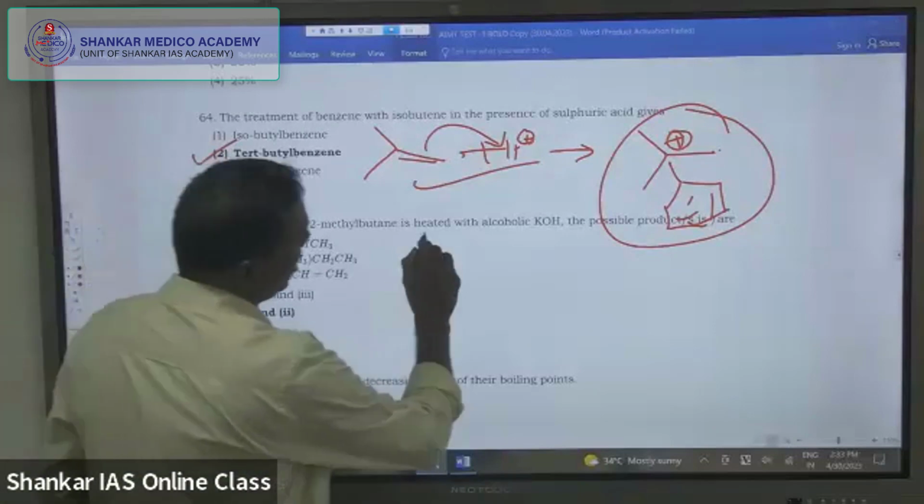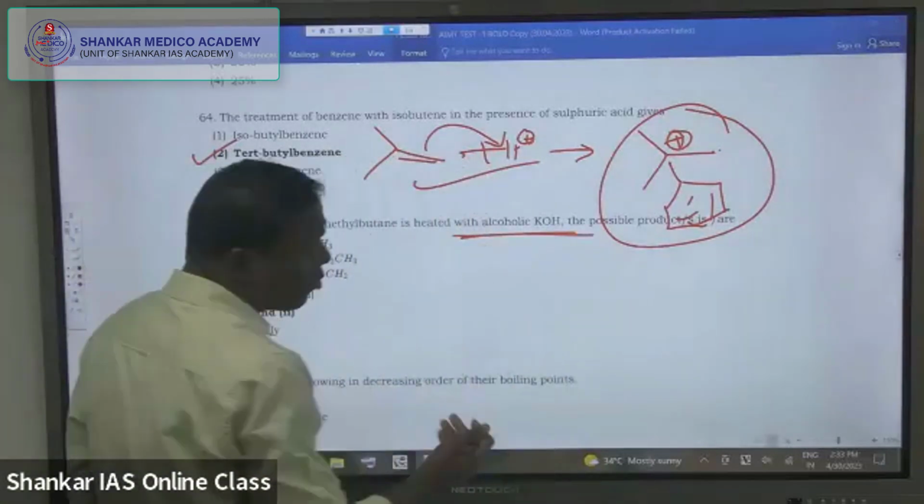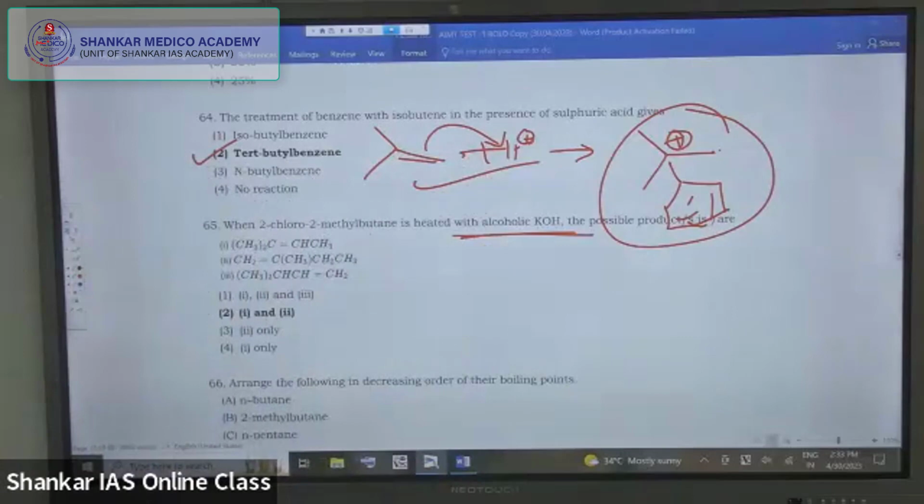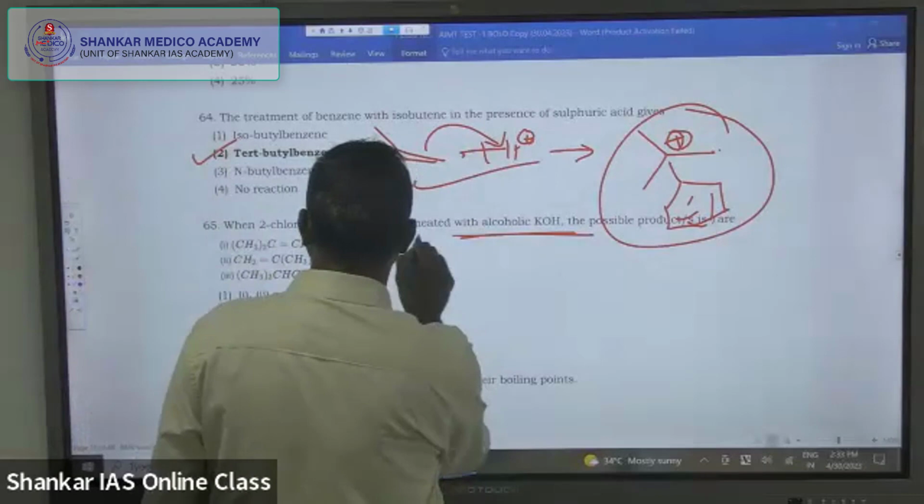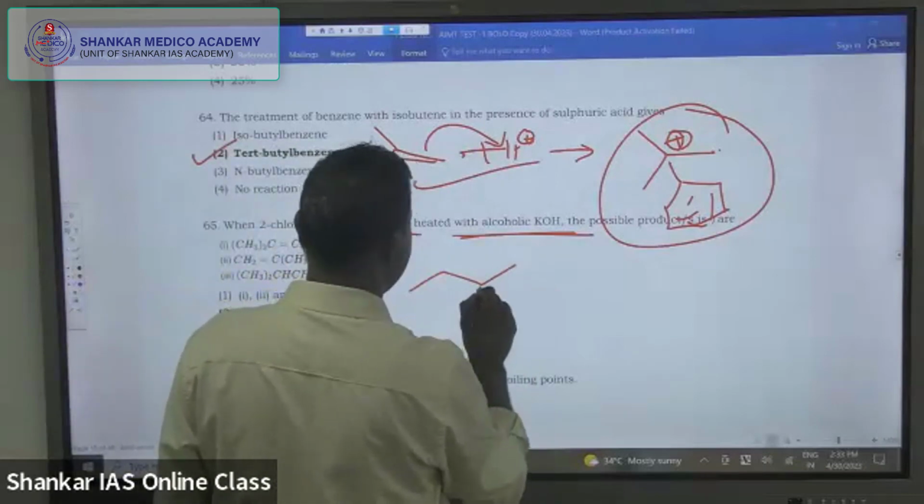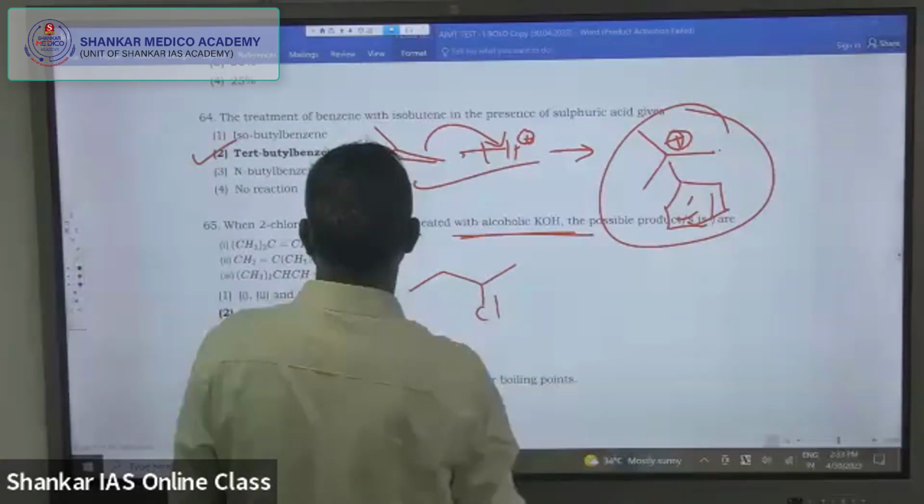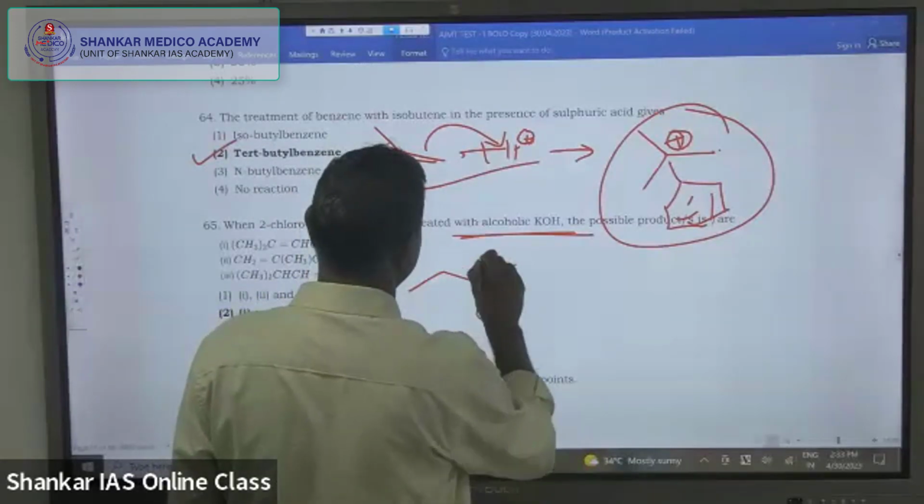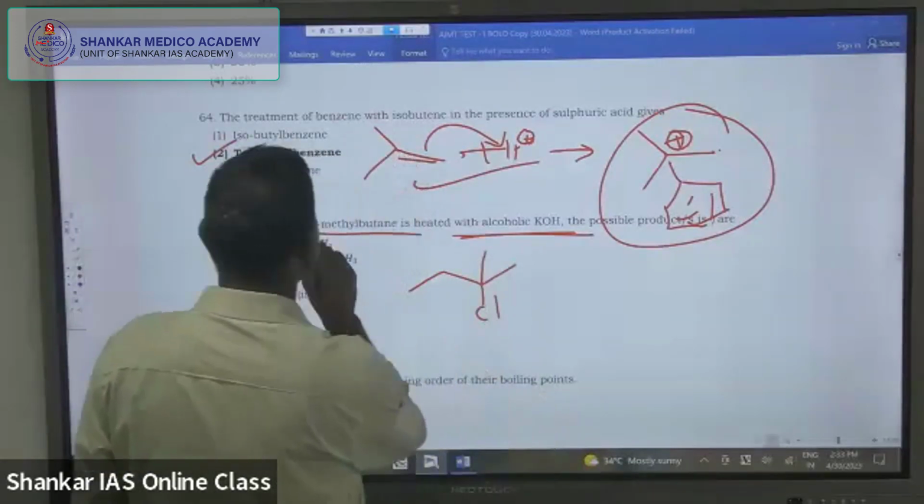Alcoholic KOH. If you look at this alcoholic KOH and you have the alkyl bromide, you have to think about the E2 mechanism, dehydrohalogenation reaction, Saytzeff rule, everything you have to recall, all those three points. So this is a 2-chloro, 2-methyl, correct?